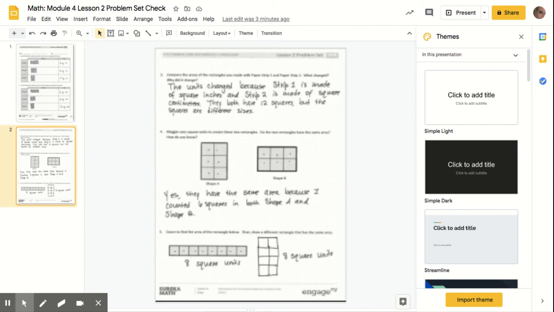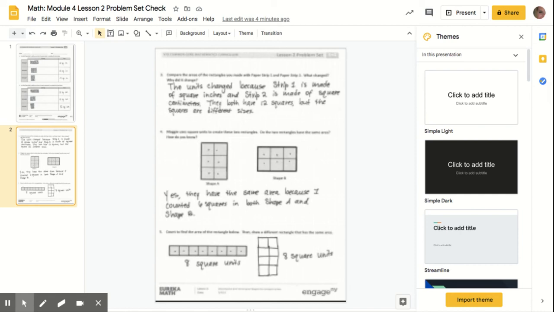So your answer may be a little different than this, worded a little different, but it should be around the same concept. So this one says the units change because strip 1 is made of square inches and strip 2 is made of square centimeters. They both have 12 squares, but the squares are different sizes. So if you noticed on page 139 on your problem set, all of your answer was 12, but on the top one, it was 12 square inches. On the bottom, it was 12 square centimeters. So that's how they changed. The unit changed. So it went from inches to centimeters.